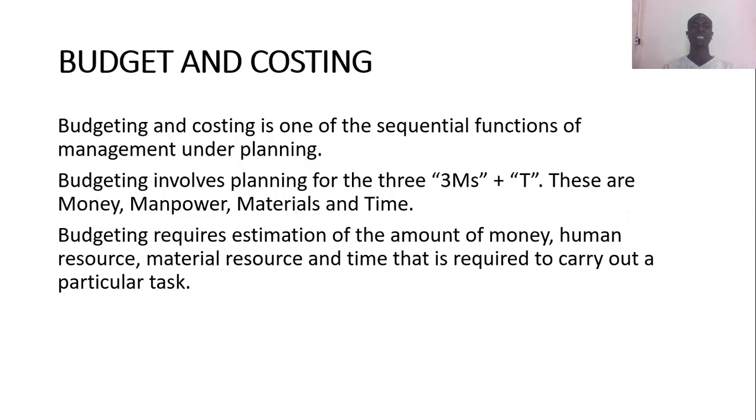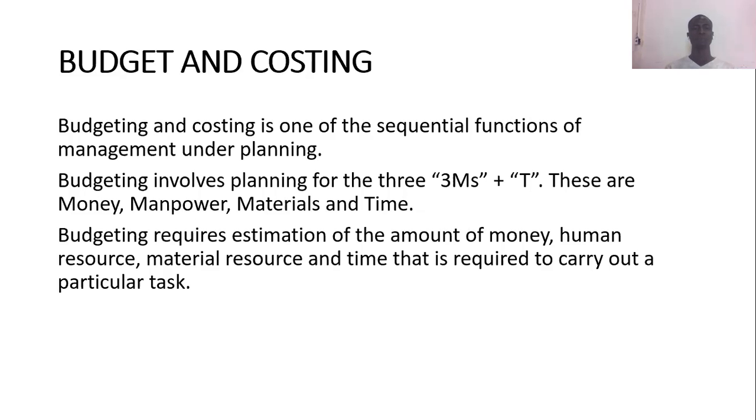Okay, we're going to look at budget and costing now. Budgeting and costing are one of the sequences or functions of management under planning. Budgeting involves the three Ms and T, that includes money, manpower, material, and time. We're going to look at all these in detail in the next lecture.